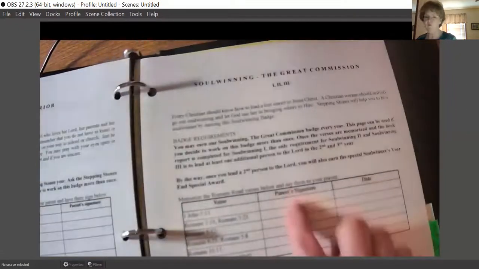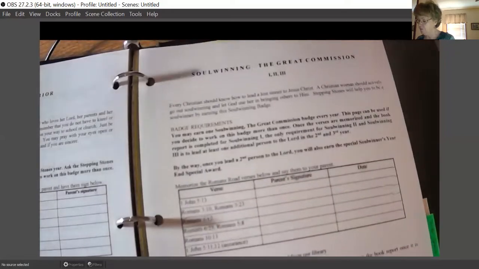The last badge in the book is the soul winner's badge, where they have to have verses memorized, and then the book report on Let's Go Soul Winning by Jack Hyles. And then they just have to lead a person to the Lord. I highly recommend you take them out and just keep going soul winning till the Lord gives them an opportunity to see someone get saved. If they see a second person saved that year or even in later years, then she would also earn the soul winner's special year-end award.